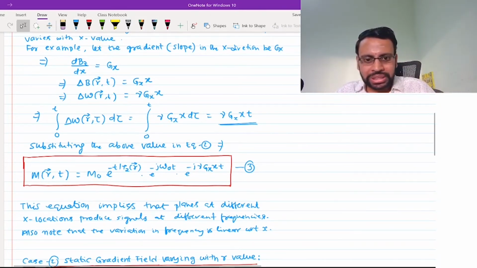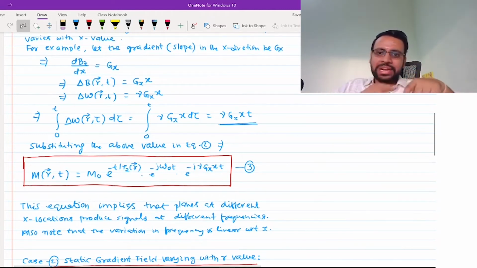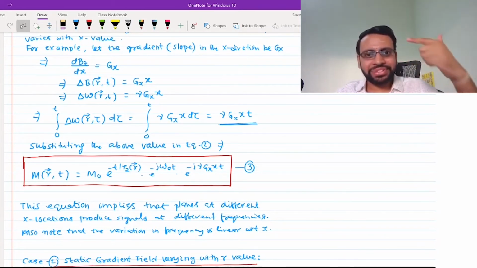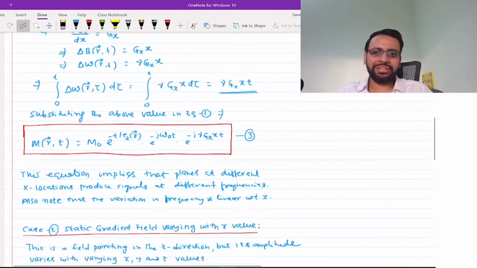But now you could see for a given x value, for each varying x value, you could combine these two terms if you want. Then you could write e power minus j of omega naught plus gamma times g subscript x times x, into t. So now for every given x value, it rotates at a different frequency, at a different speed. That is what is going to have an impact.